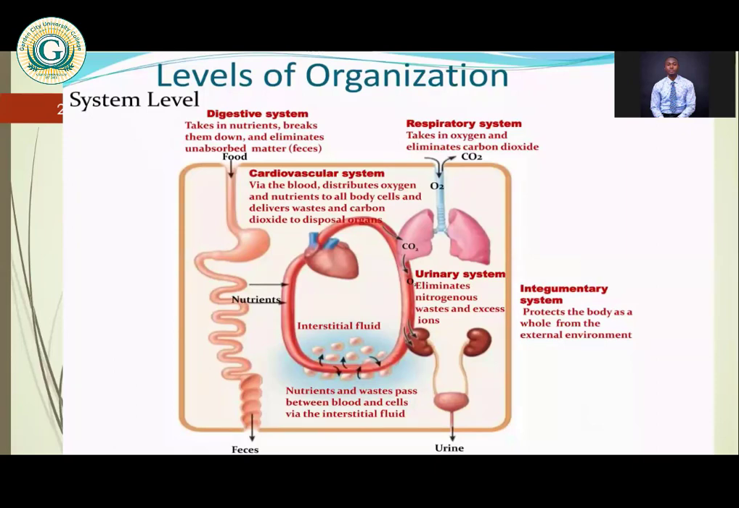Then you look at the system. So at the systemic level, we have a lot of systems that make sure that you, as an organism, perform all the necessary life activities or functions. For example, when you take in food, the digestive system will break down the food. Then nutrients are absorbed at the small intestinal level. Then the nutrients get into the blood.